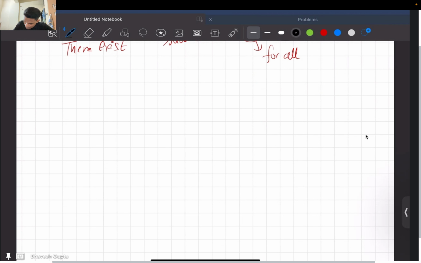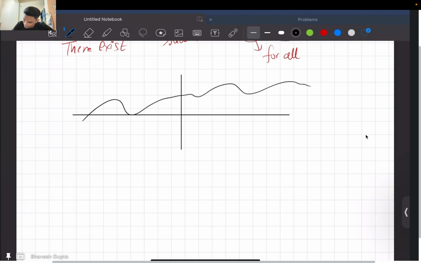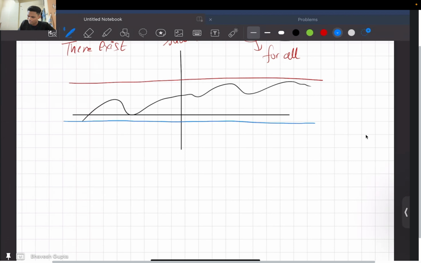Let me give you an example. This will clear your doubt. Let's say my function was defined in this way. I can clearly see this is a bounded function, because I can construct two horizontal lines, this and this, and inside these two horizontal lines my function is confined. Let's say this is y equal to minus 1, and this is y equal to 7, for example. They are different.